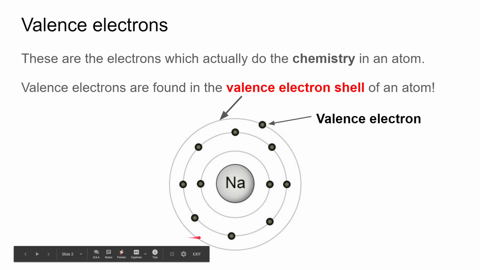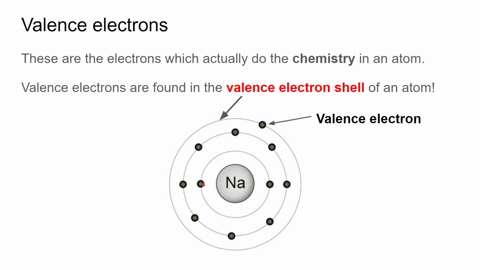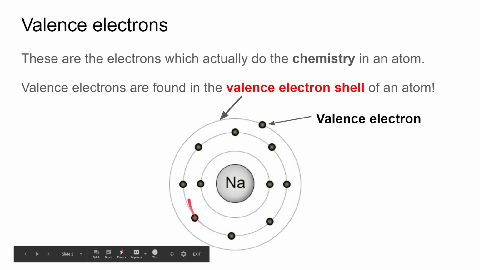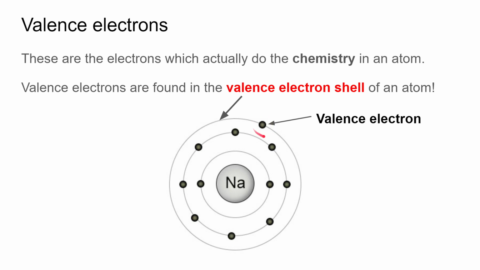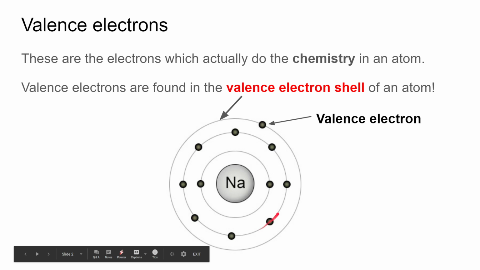And of course, sodium. Sodium is element number 11. It's got 11 electrons. 2 are in its inner shell, 8 are in its second shell, meaning that 1 valence electron is in its outermost shell. And this single electron is what does the chemistry. In ionic bonds, sodium will donate this to another atom, lose it, and gain a full outer shell to become stable.